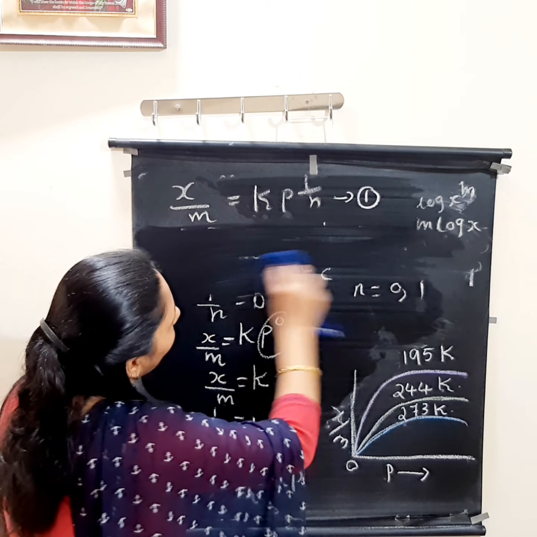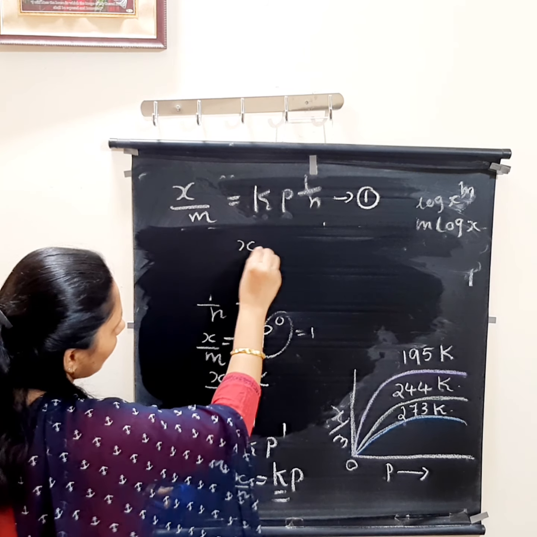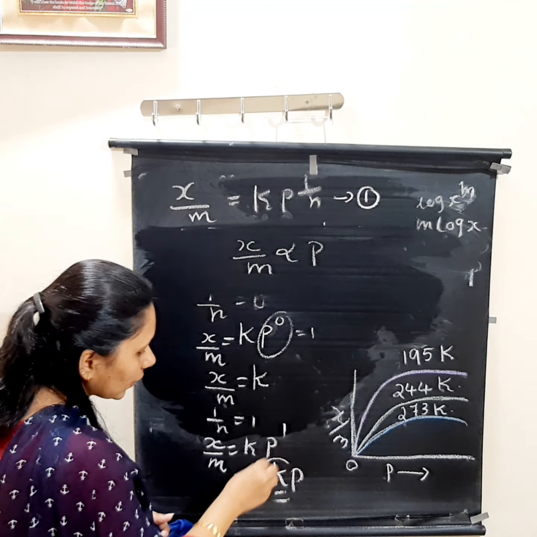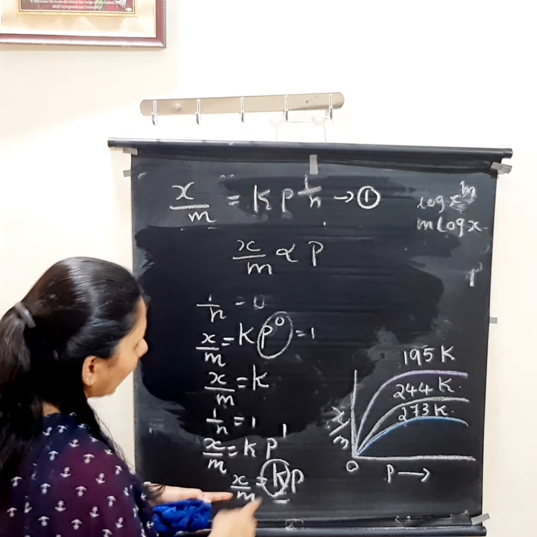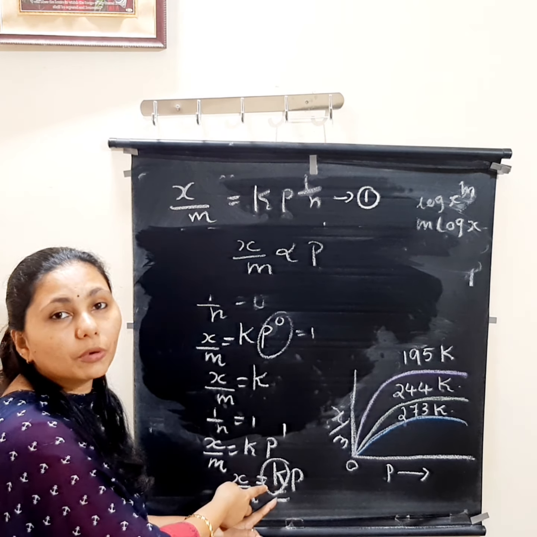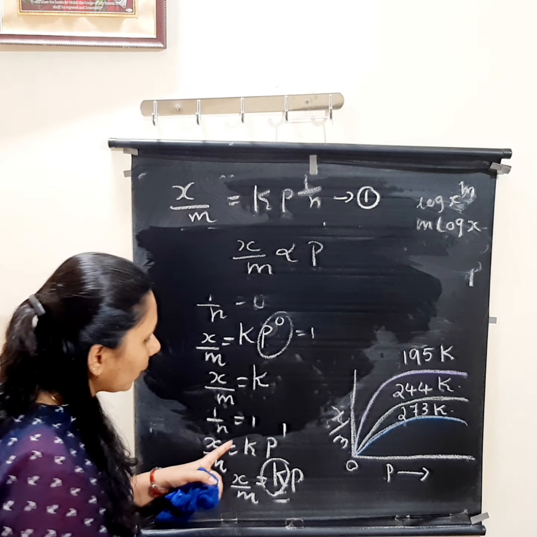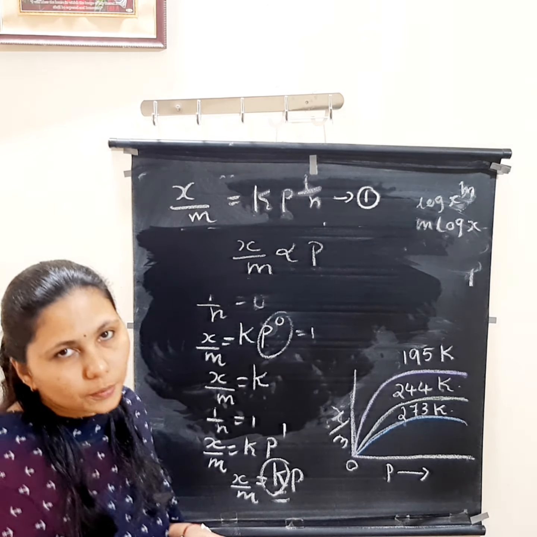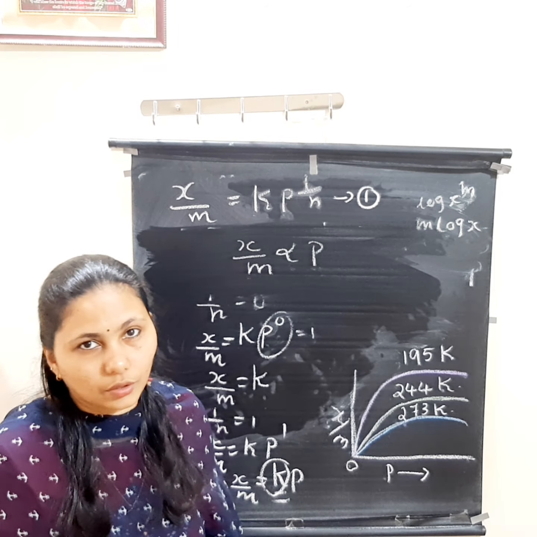x by m equal to kp means this k is a constant, so can I write x by m is proportional to p? Because this term is a constant, we can consider it a proportionality constant. If we remove the proportionality sign, we can put k here. So if 1 by n equal to 1, x by m is proportional to p. That means the adsorption is directly proportional to the pressure.